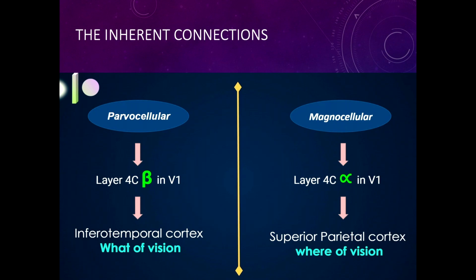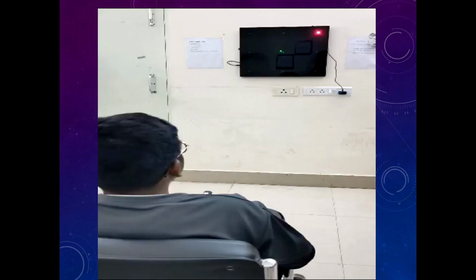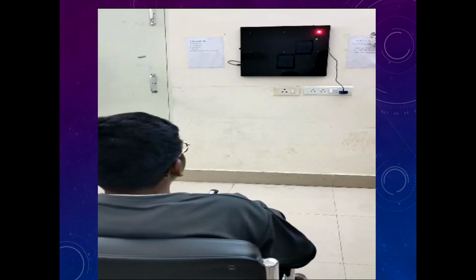Now the inherent connections are there. Parvocellular goes into layer 4C beta in V1, and magnocellular goes into layer 4C alpha in V1. Attention and saccades have reciprocal action against them. But because of its horizontal connection, 4C alpha has positive stimulation towards the 4C beta parvocellular layer. So repeated stimulation of the magnocellular peripheral cells via the attention area and parietal cortex leads to stimulation of the fovea, and these prosaccades are associated with maximal stimulation of the V1 area that is most affected in amblyopia. So this is how it is done.